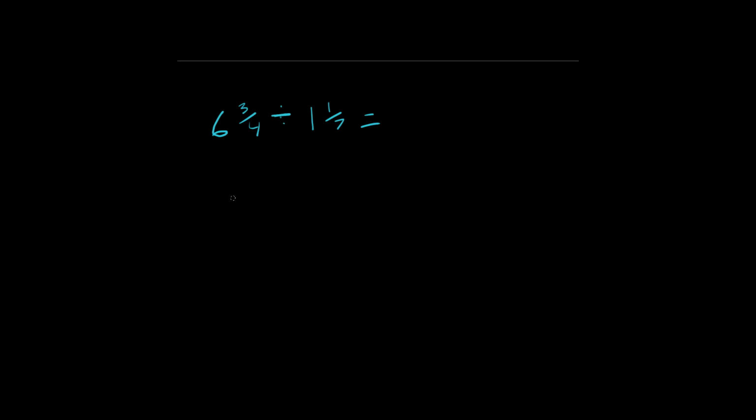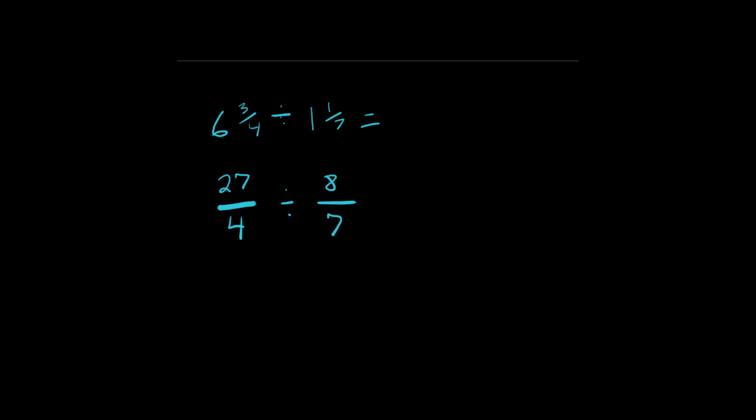So let's go ahead, turn these both into improper fractions. 4 times 6, 24, plus 3 is 27. Denominator stays the same. We're keeping our division sign for right now just because we're switching our mixed numbers to improper fractions. 7 times 1 is 7, plus 1 is 8. Denominator stays the same. Okay?